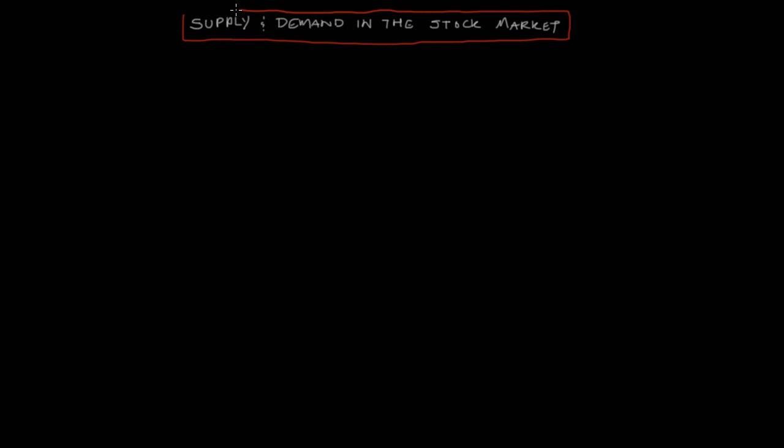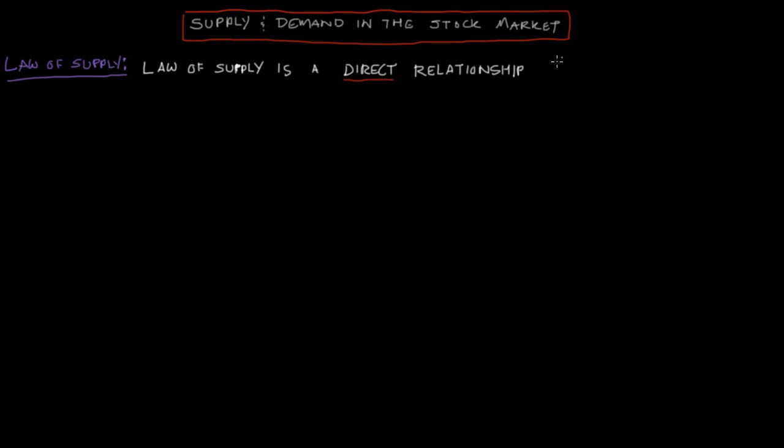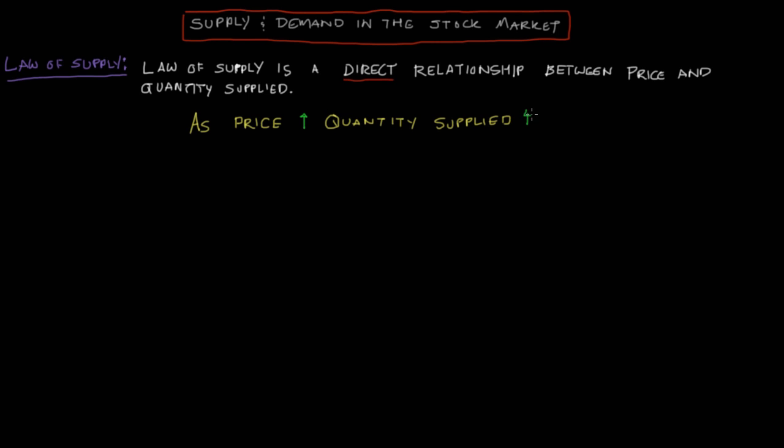And the law of supply is the exact opposite of the law of demand. The law of demand was an inverse relationship between price and quantity demanded, but the law of supply states that there is a direct relationship between price and quantity supplied. Inverse simply means that when one goes up, the other goes down, or when one goes down, the other goes up. But with a direct relationship, as the price increases, so too does quantity supplied. Or when prices decline, quantity supplied will also decline.